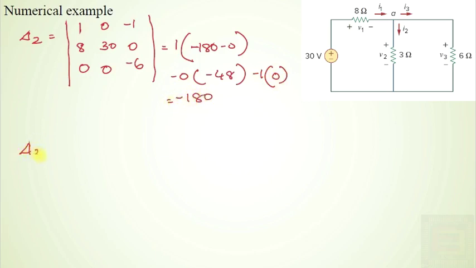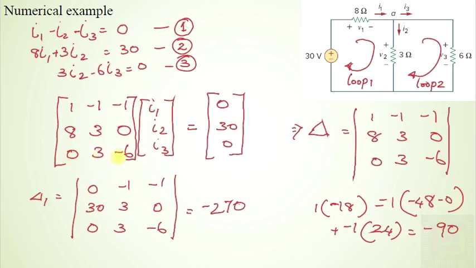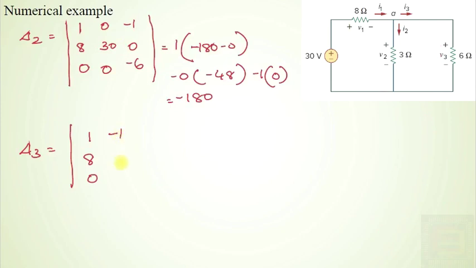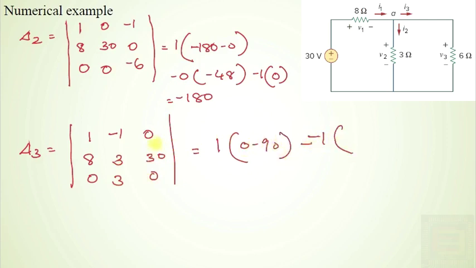Similarly, delta 3. Delta 3 is the determinant with the third column replaced by the column matrix 0, 30, 0. This is equal to 1 into 3 into 0 minus 90, minus 1 into 0 minus 0, minus 0 into something, that will be equal to minus 90.